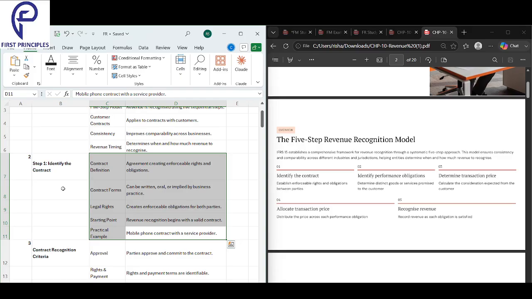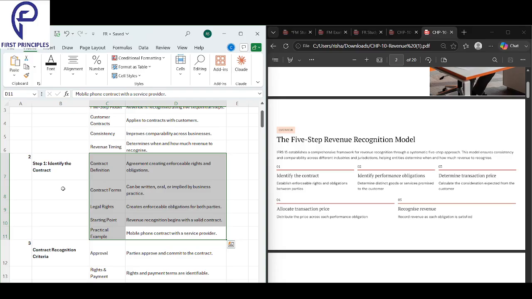A contract is basically a legal deal where both the sides have duties. A contract can be written, spoken, or just how you do business. It can be implied by business practice. Both the customer and the company must be legally bound to do their part. And if you don't have a contract, you cannot recognize revenue.